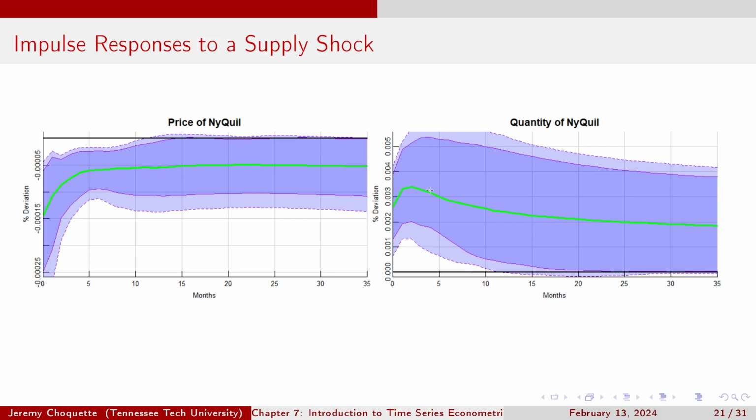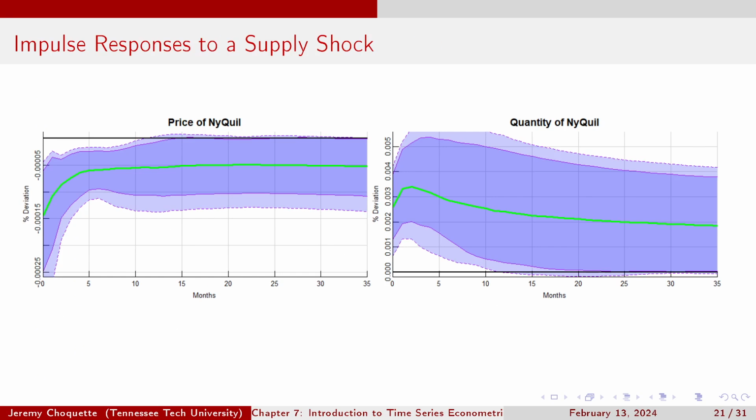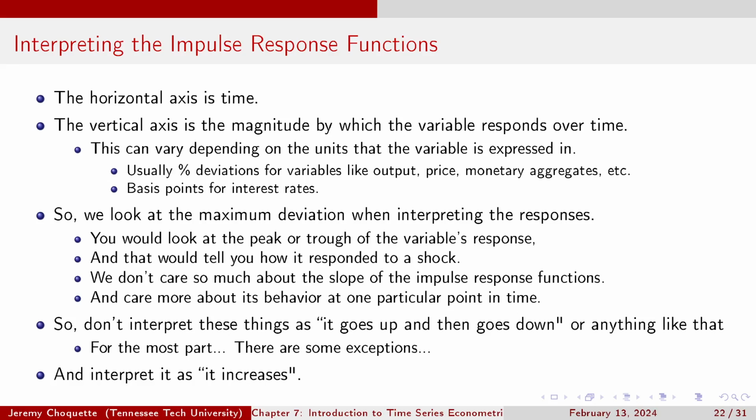That horizontal axis that we're looking at is time. See, months. That's the unit of time, months. The vertical axis is the magnitude by which the variable responds over time, and it varies depending on the units that variable is expressed in. It's typically percent deviations for things like output, price, monetary aggregates, things like that.